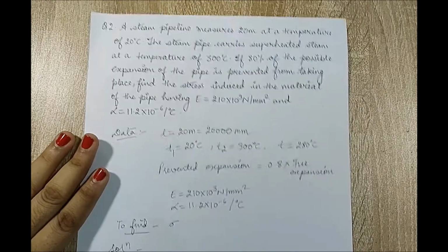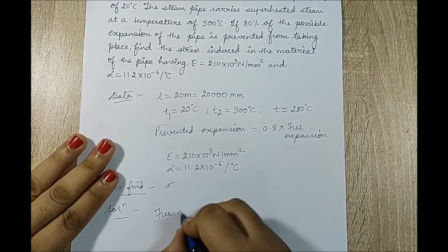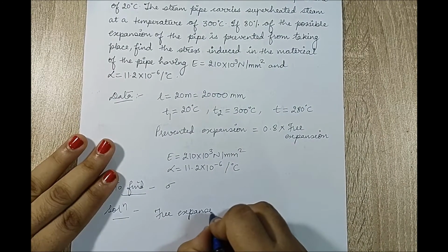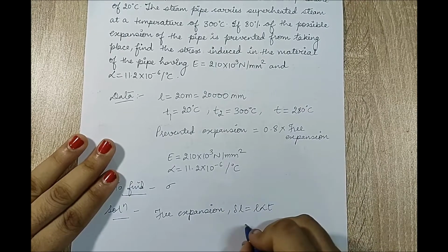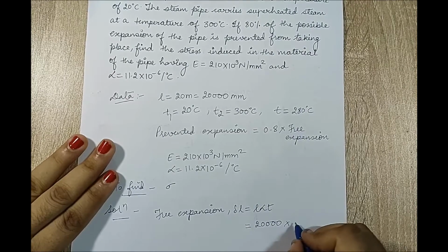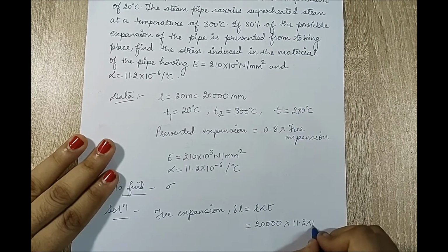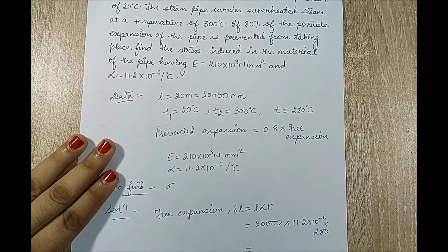Now this is going to be very simple. We will start with the free expansion calculation. The formula for free expansion is delta L equals L alpha T. So L is 20,000, alpha is 11.2 into 10 raised to minus 6 and T is 280. When I substitute, I'll get delta L as 62.72 mm.